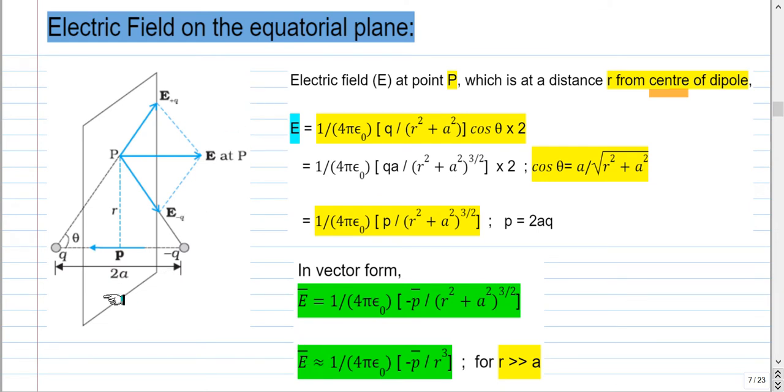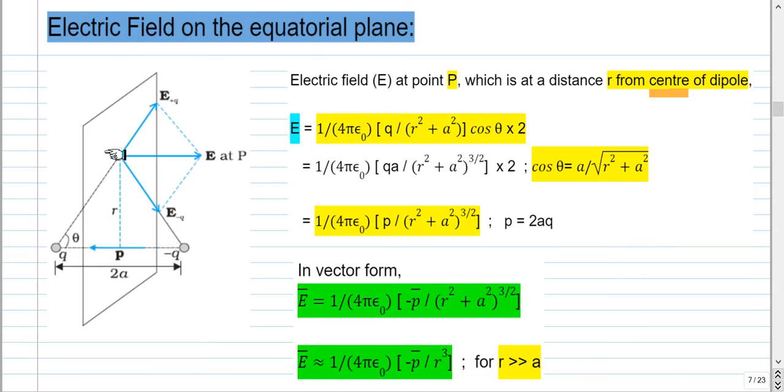The equatorial plane is the plane which is in the middle of the two charges minus q and plus q, and perpendicular to the dipole axis. This angle is 90 degrees. So it's symmetrically placed between the two charges. Any point on this equatorial plane will be equidistant from the charges plus q and minus q.